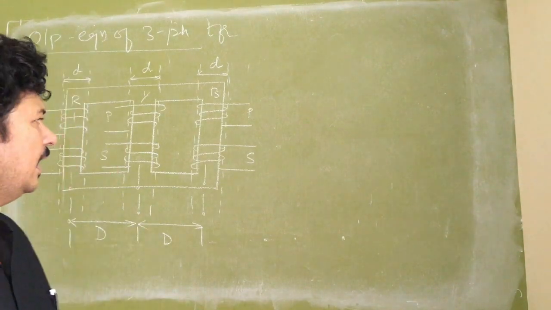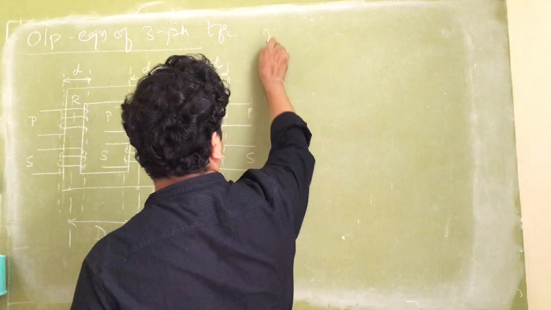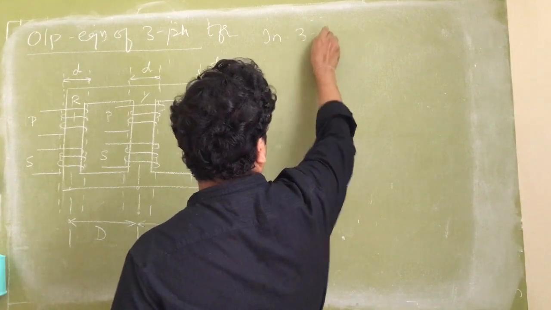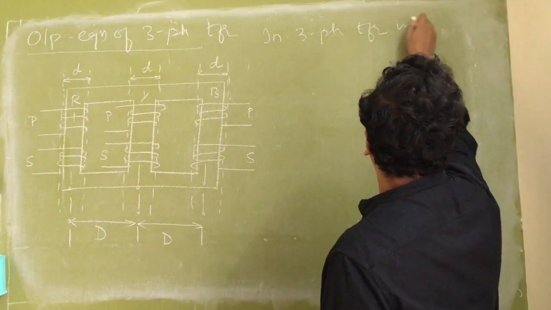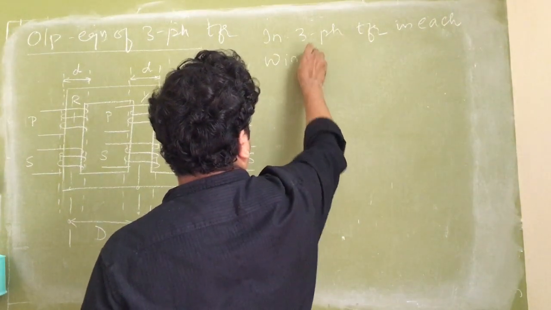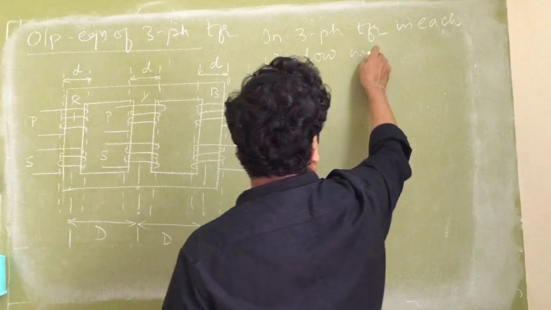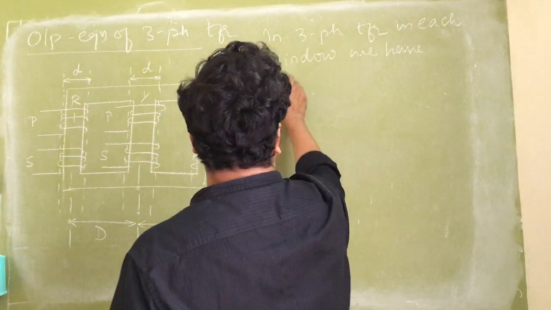Okay. So accordingly, I should be considering what will be the weight of copper in that window. Okay. So in each window, in 3-phase transformer, we have 2 primary and 2 secondary windings.